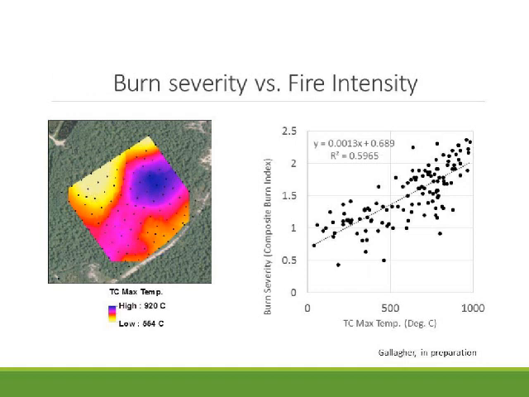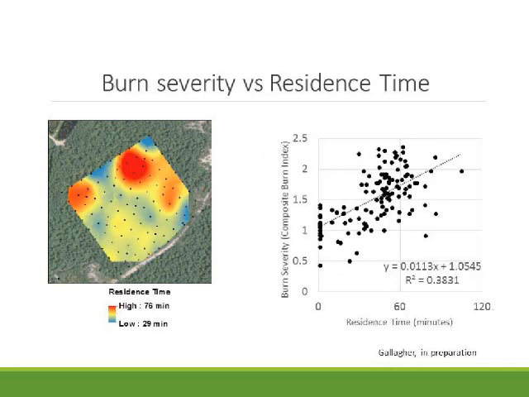This part of the study was conducted at the Franklin Parker Preserve, and we went back after the fire and measured burn severity using a field method at each of the fire tracker locations, which are the little black dots on the map. As you can see from the regression on the right there, there's a pretty strong agreement between burn severity and that peak fire temperature. We could also derive residence time from that data. And on the left now you see a residence time map in minutes. And that relationship with burn severity was not as strong.